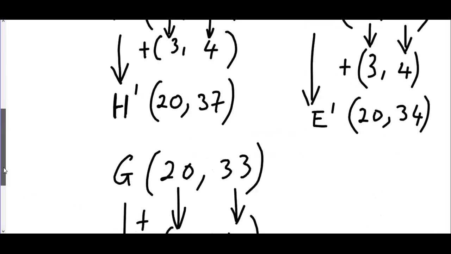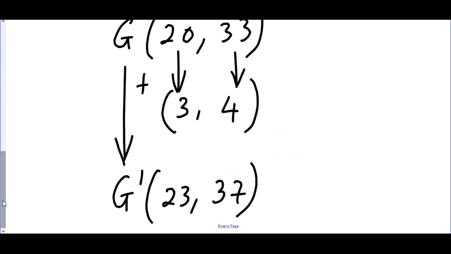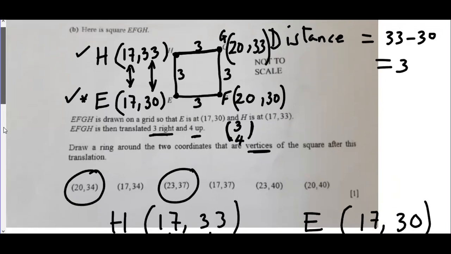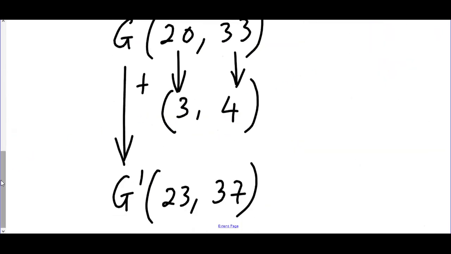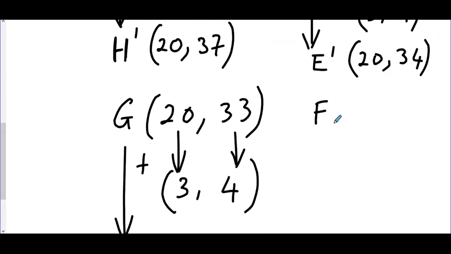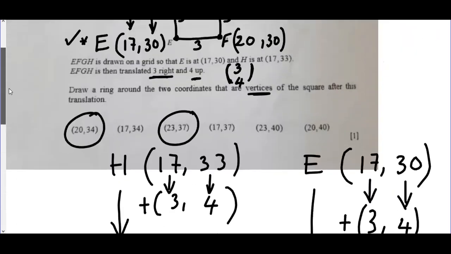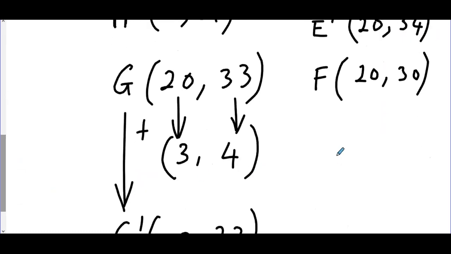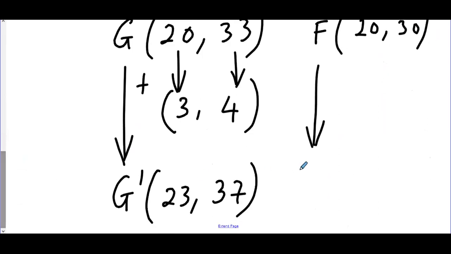Now let us try to check the last one. EFGH. No, H was done. What is left here? F. Okay, F is this one here, which is 20,30. Now to this 20,30, we're going to need to add a translation vector so that we get its image.